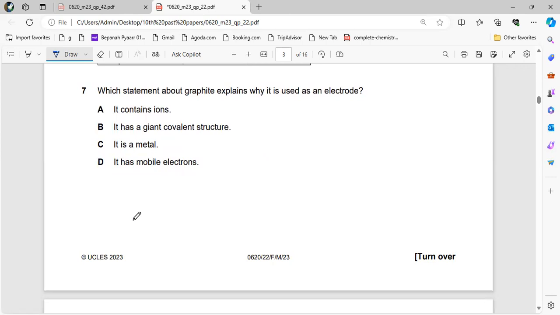Which statement about graphite explains why it is used as an electrode? It contains ions. It has a giant covalent structure. It is a metal. No, it is not a metal. It is made up of carbon. It is a non-metal. It has mobile electrons. So this is the correct option. Electricity is conducted because of free electrons or mobile electrons.